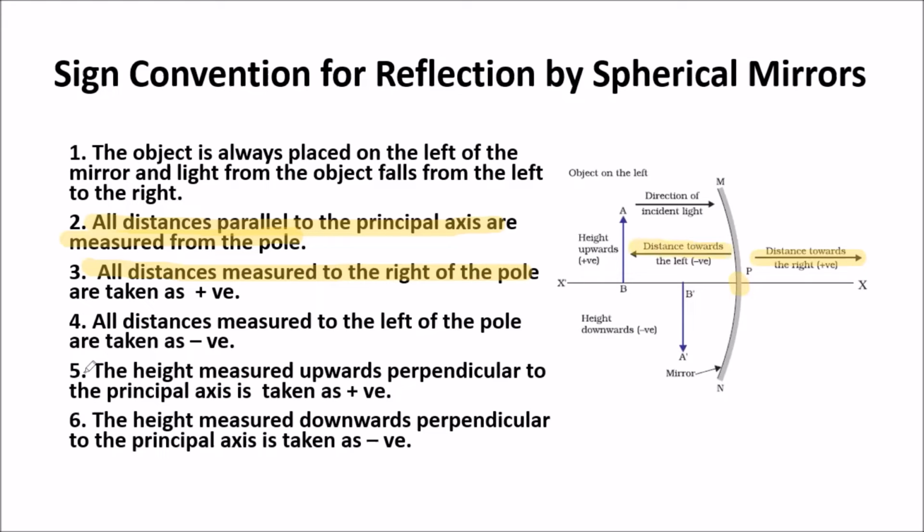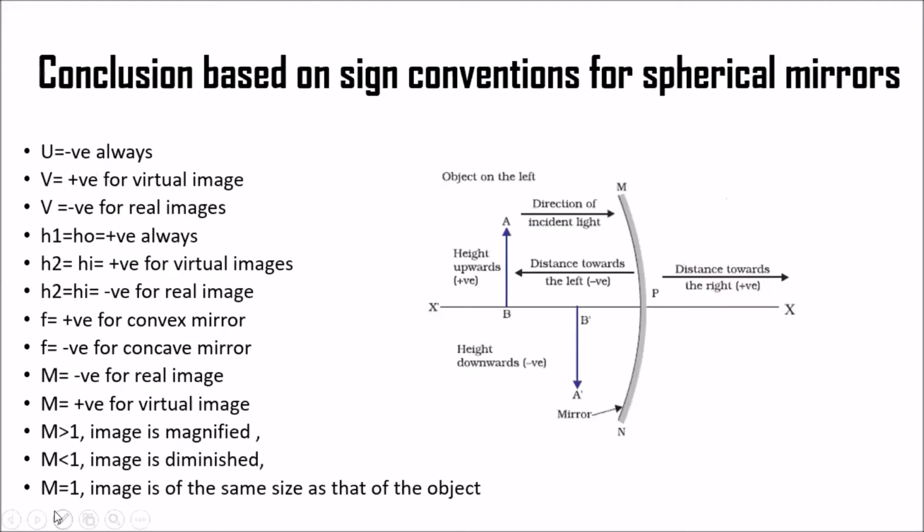Similarly, when we go ahead with the height of object, height measured upward perpendicular to the principal axis is taken as positive, and that below the principal axis will be taken as negative. So based on these, we will come up to certain conclusions. Let's have a look at those conclusions. Now, these conclusions are very important. You can note it down if you want to solve the numericals, because these conclusions form the crux of all the numericals related to spherical mirror.